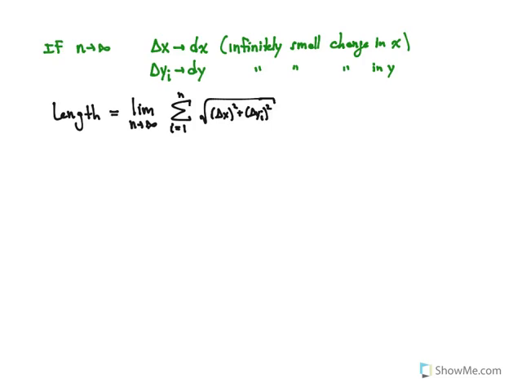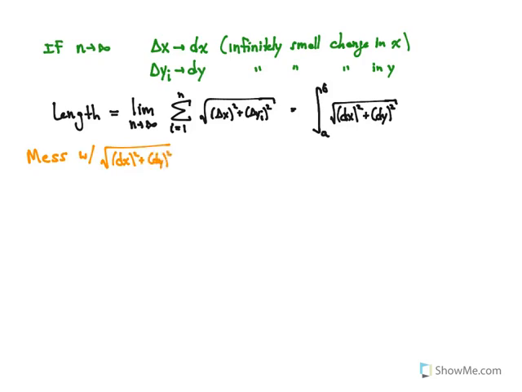But we know that when the number of rectangles and the number of subintervals goes to infinity, this is actually going to be equal to the integral of, in this case, the square root of dx squared plus dy squared. This is going to be from a to b. And we're going to mess with the integrand, what's inside of the integral, to make it look like the formula we had before.